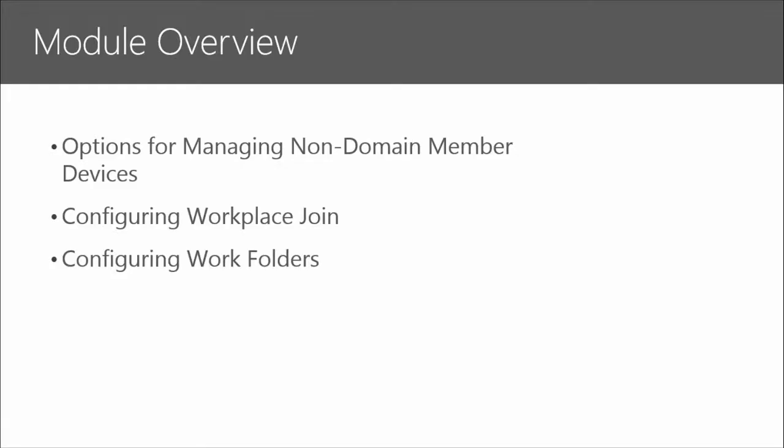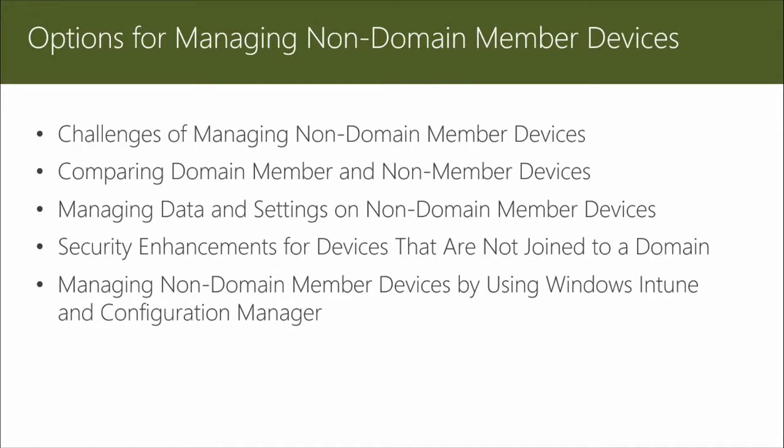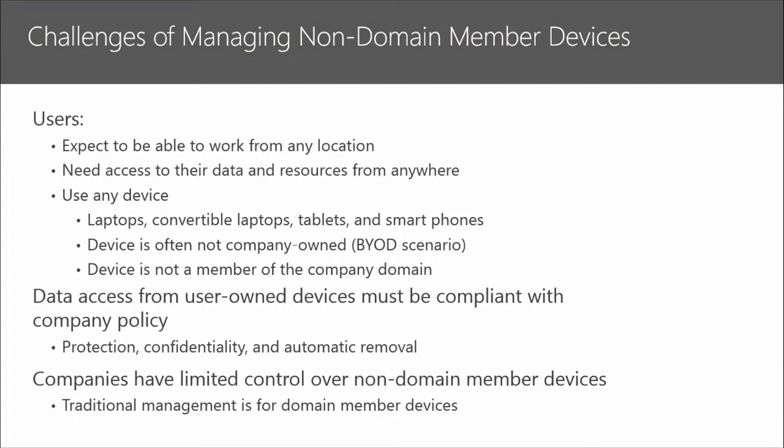So let's take a look at our module overview slide. We've got 3 sections. And the first section is just a general discussion of how do we deal with non-domain joined member devices. And then we've got a section on just workplace join and a section on just work folders. So our first section then is how do we deal with non-domain member devices? How do we manage those? And our first slide with content then is what are the challenges?